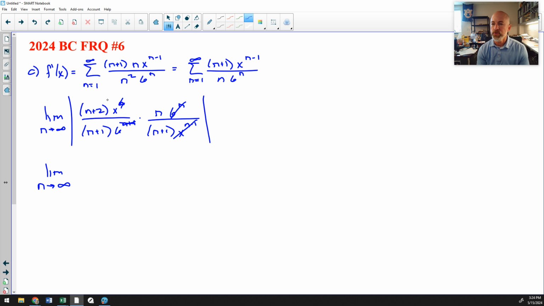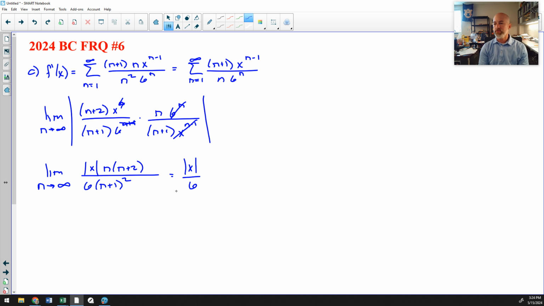So addressing the absolute values, the only thing that could possibly be negative is the x. So I'm going to put absolute values around the x. n plus 2, 6, and n plus 1 times n plus 1 are all positive. So I'm looking at this limit, and the answer to this limit is going to be the absolute value of x over 6. We have the same degree on top and bottom. They're both n squared, so I divide the coefficients.